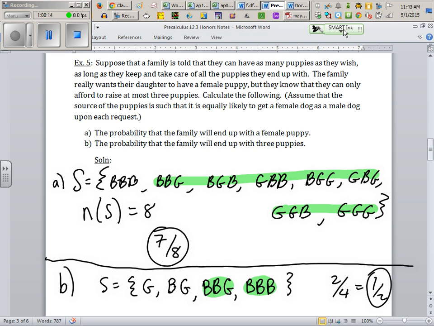Three boys in a family thing, which we did earlier. You can use Pascal's triangle for part A. It's a gender question. The next one's not a gender question, is it? Part B? That's not a gender question.